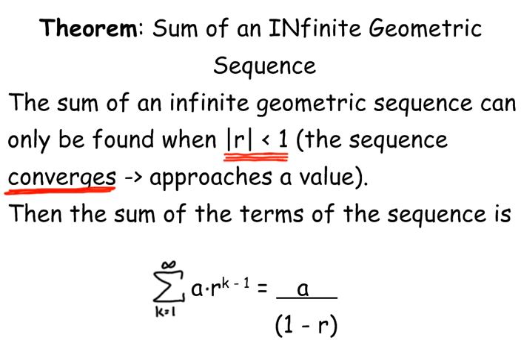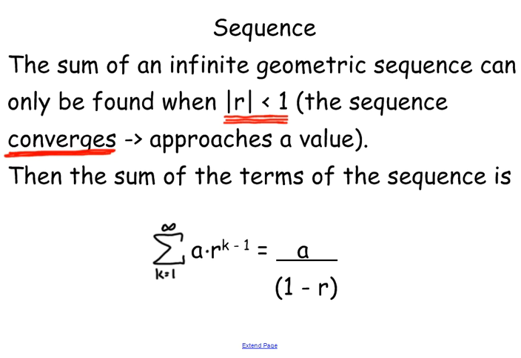The absolute value of it is less than 1, because those numbers are getting smaller, so we're converging, we're approaching a value. And that equation is very, very simple. It is just a, which is the first term, that should be a sub 1. a sub 1 over 1 minus r. Put a little subscript there. a sub 1, the first term, divided by 1 minus the common ratio. That's all it takes to find the sum of an infinite geometric sequence.